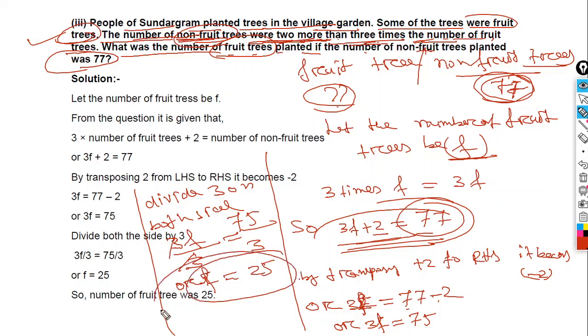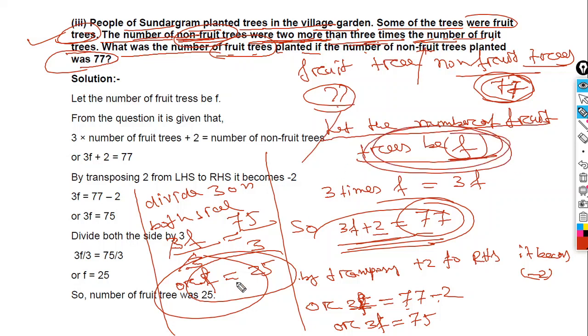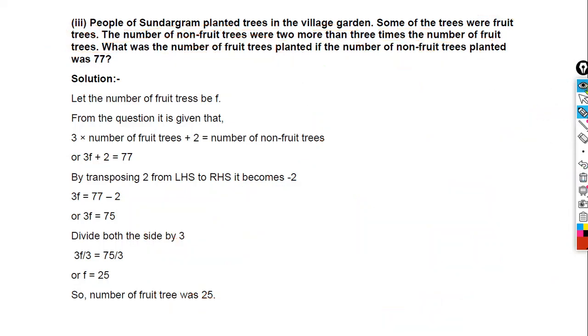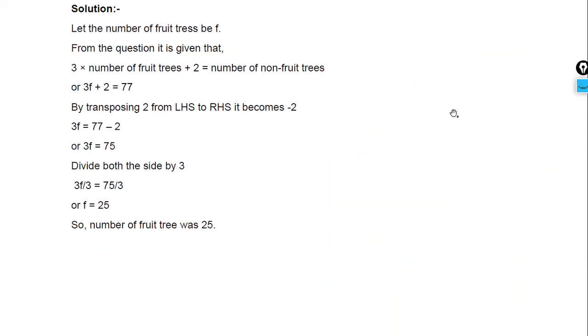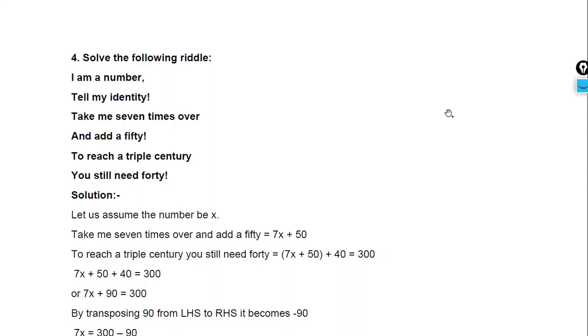So who was f? Fruit tree. Let the number of fruit trees be f. We have written that. So here the number of fruit trees f is 25. Okay, so this is your solution. This is done.